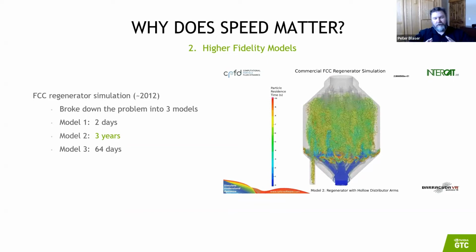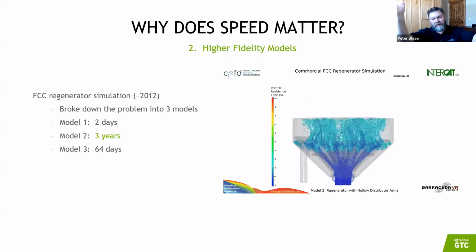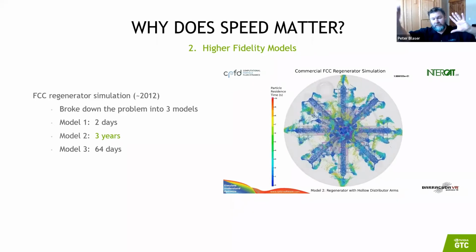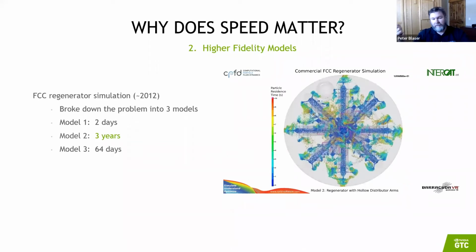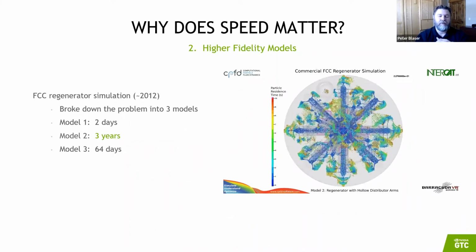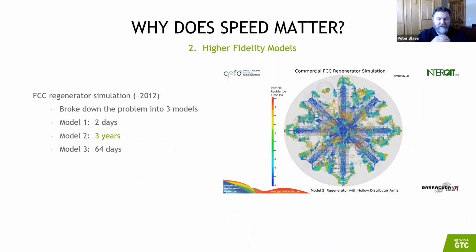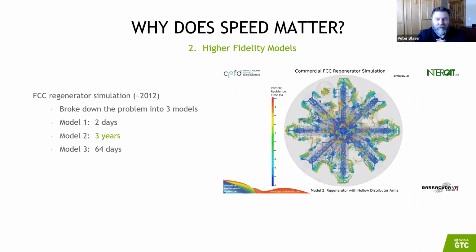It included the flows entering the unit. It broke down into 17 different arms, each of those to distribute the catalyst through the unit. Each of those arms had a bunch of holes. And what we found is this model would take forever. It actually was going to take 3 years to complete. The client didn't want to wait for that.